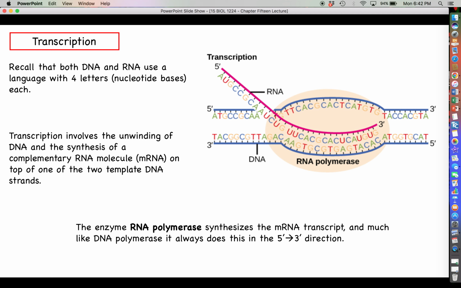But something that is similar is the fact that this synthesis goes always from 5' to 3'. So the first nucleotide that was incorporated was this A right here, and then the newest nucleotides that are being incorporated are on the 3' end. So 5' to 3'.